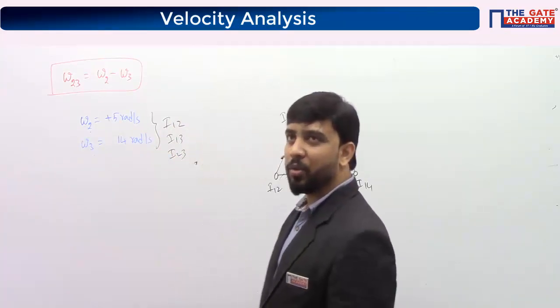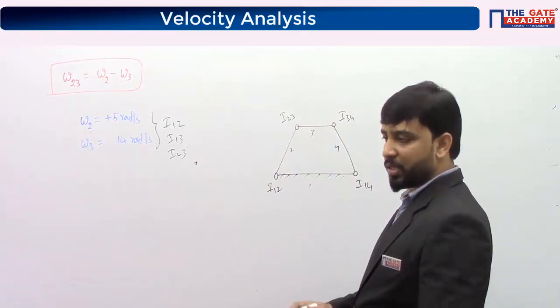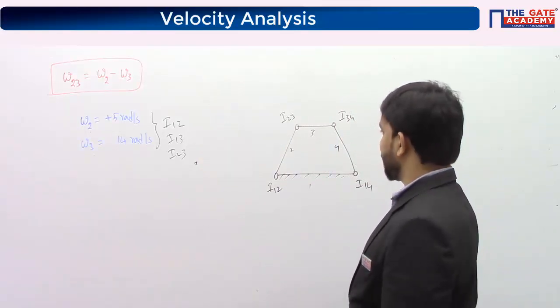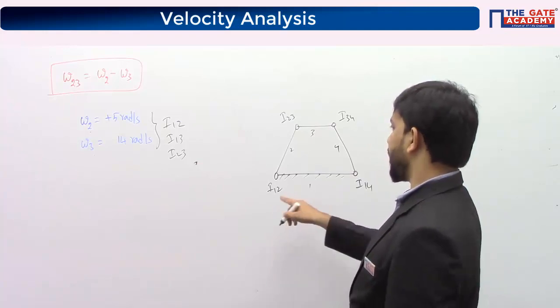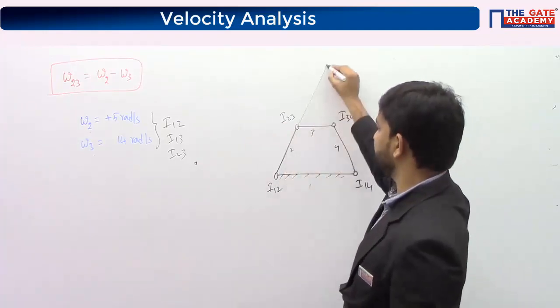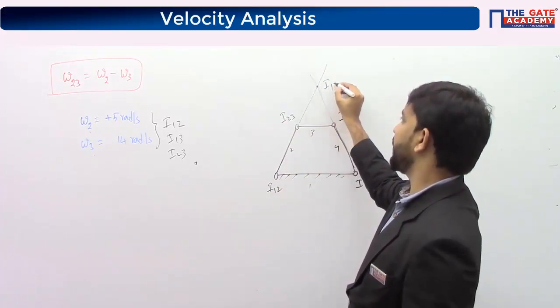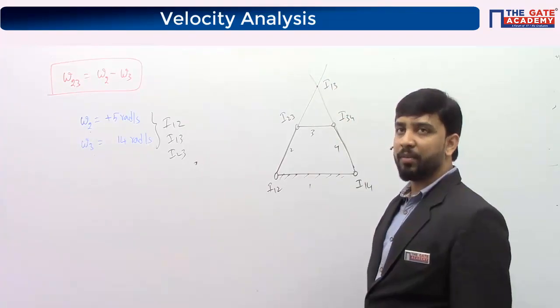Velocity of link 3 is not known to us, okay? We know only the magnitude, we don't know it completely. When I say velocity, it should be both magnitude and direction, okay? So try to locate I13. I12 is already located, I23 is located, I13 is not located. If you extend these lines, wherever they intersect is the location of I13. Now you know the location of I13.